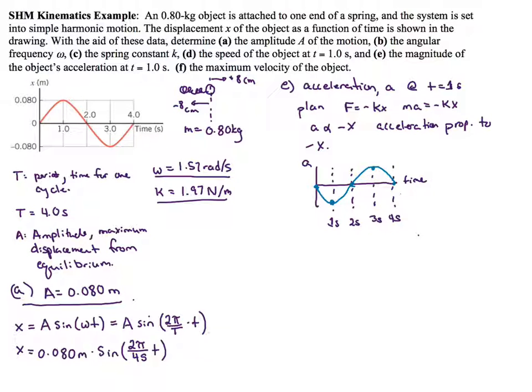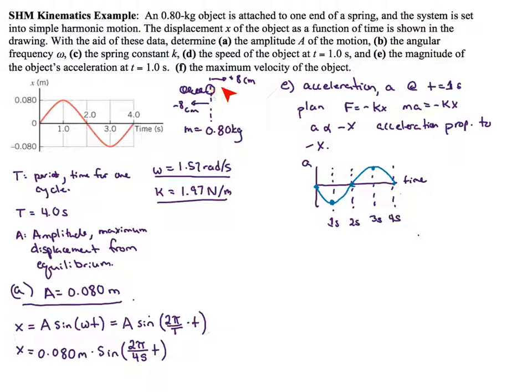And then if I look at the 1 second time, what I see is acceleration has its maximum value, but negative. And that's because displacement has its maximum value, and positive. Okay, so acceleration has its maximum value, but it's negative. Does that make sense with my story?